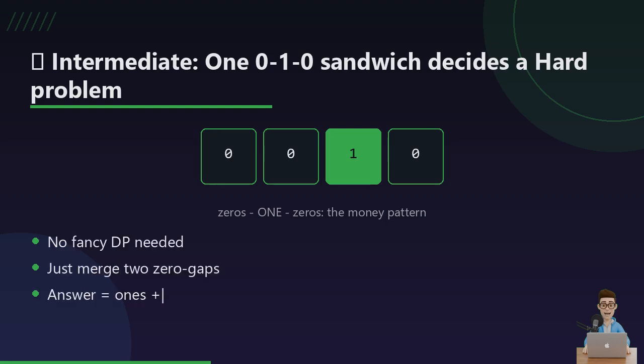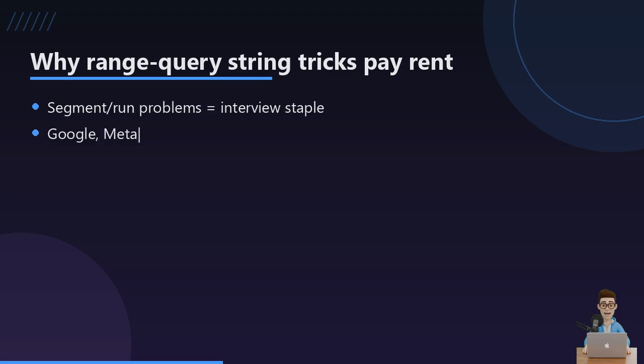Intermediate level, one tiny pattern cracks this entire hard problem. It's a block of ones hugged by zeros on both sides. Delete that middle, and its two zero neighbors fuse into one fillable gap. By the end, you'll spot this sandwich in seconds. Range queries over strings show up everywhere.